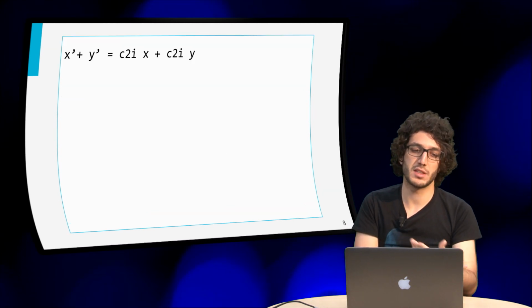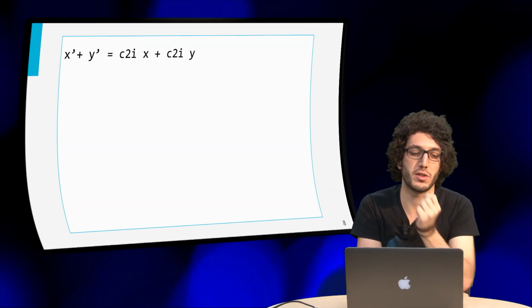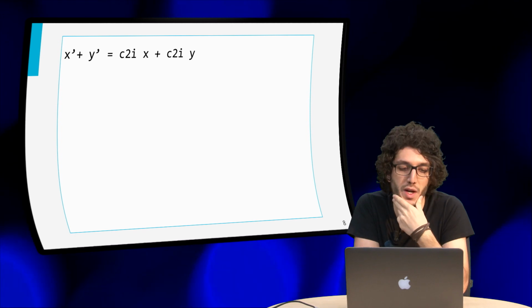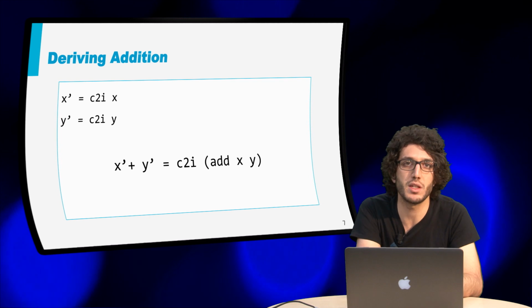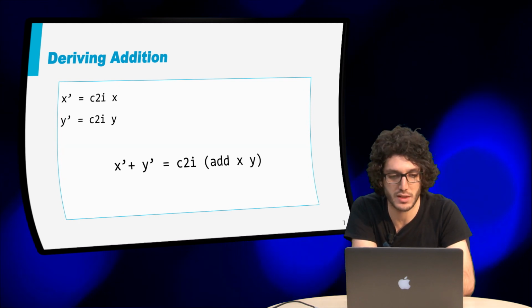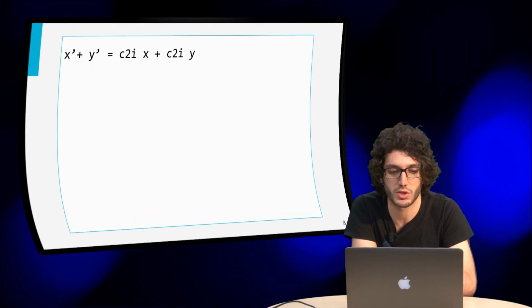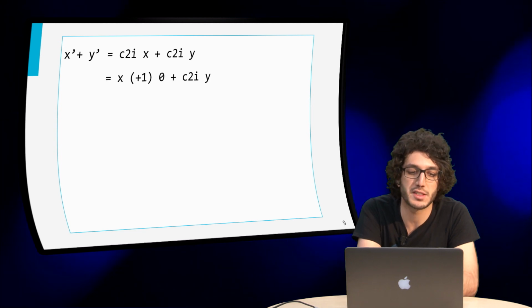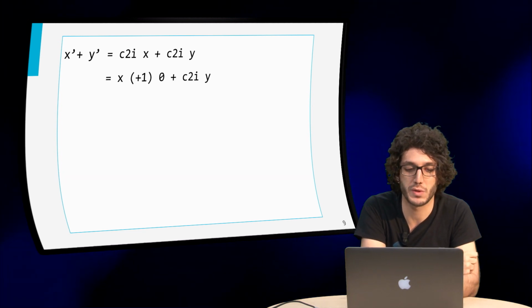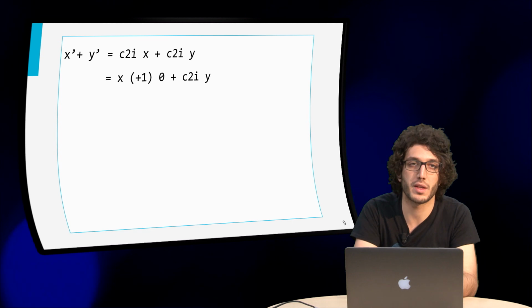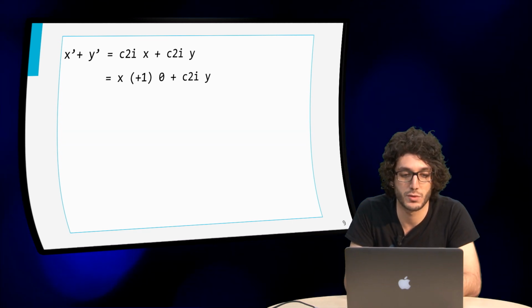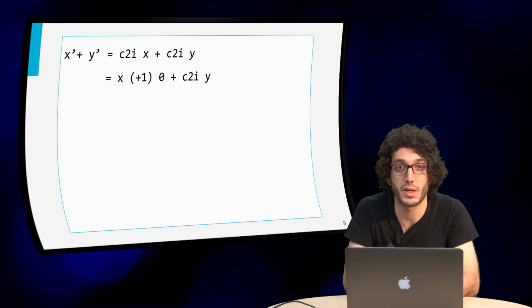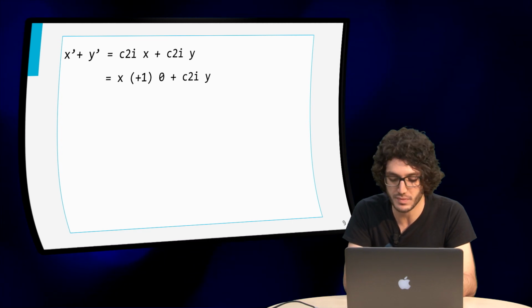Okay, to do this, let's start easily. So we say x prime plus y prime just equals the representation from here, church to int of x and church to int of y, plus church to int of y. Now we expand the first definition, church to int of x, with our implementation of church to int. So we'll apply to x the successor function plus 1 and the zero number 0.